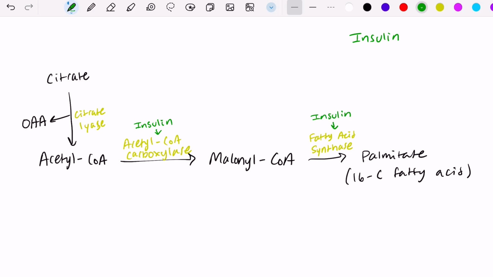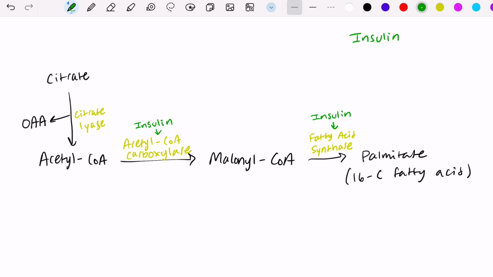And if you think about it, it makes a lot of sense, right? We want to remove sugar from the blood. That sugar has to go somewhere. So we're using glucose as the building blocks, right? When we break it down into acetyl-CoA and other molecules and we build fats, we're removing sugar from the blood, and that's one of insulin's main purposes, right?